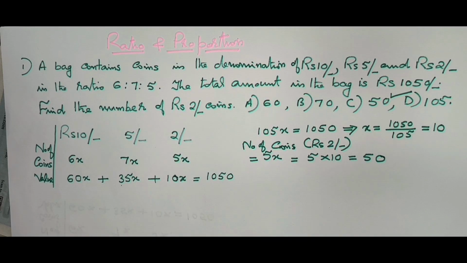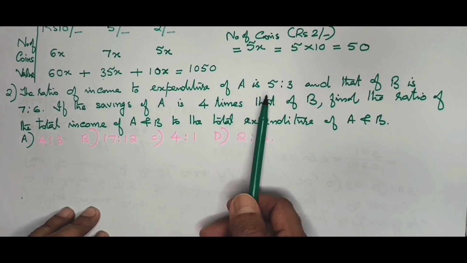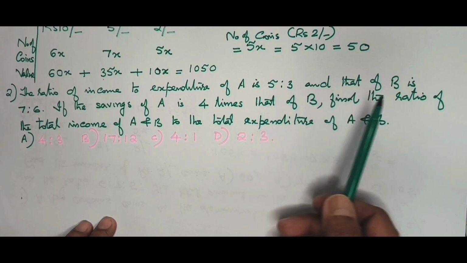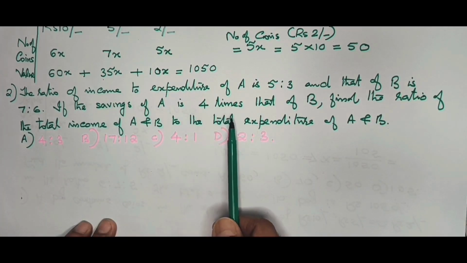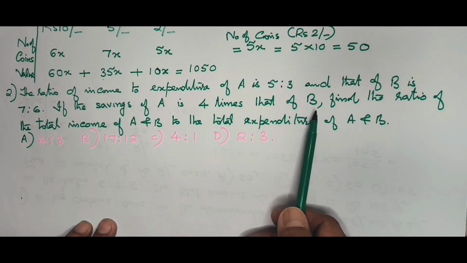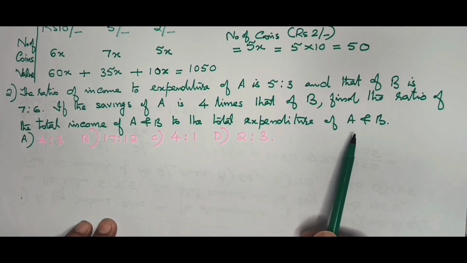Now let's look at the next problem. The ratio of income to expenditure of A is 5 is to 3 and that of B is 7 is to 6. If the savings of A is 4 times that of B, find the ratio of the total income of A and B to the total expenditure of A and B.